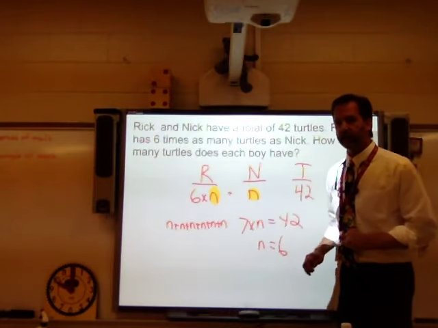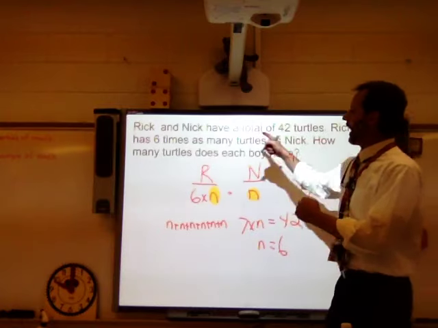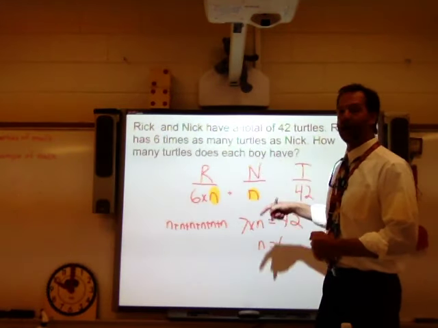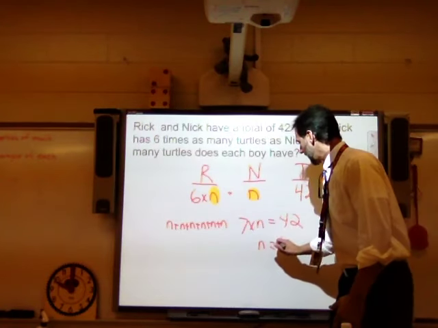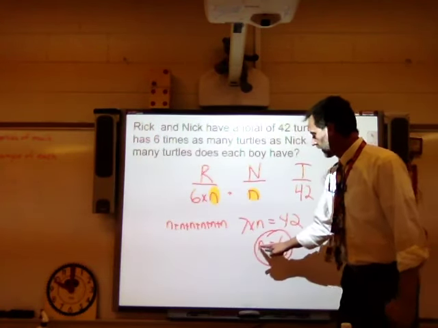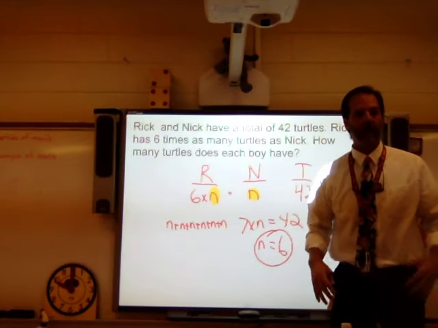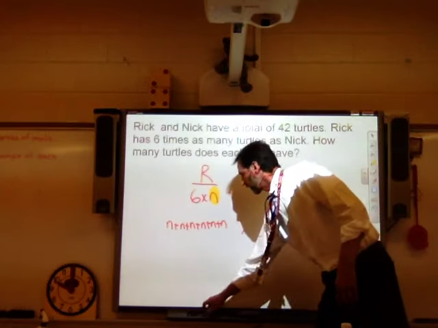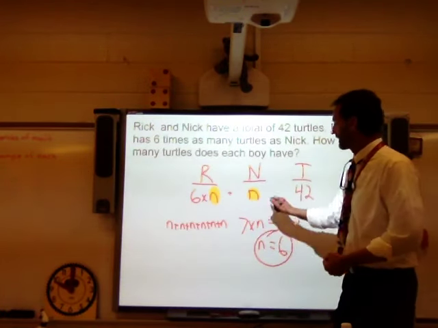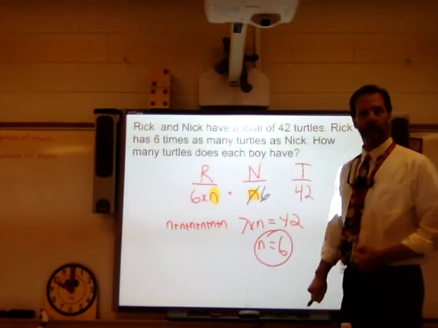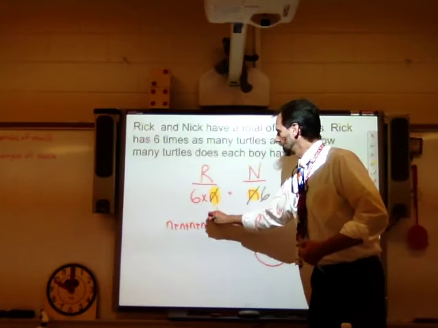Okay, we're not done. Just because we get the n equals 6 doesn't mean we're finished, because the question now asks, how many turtles does each boy have? I've got to give an answer for Rick. I've got to give an answer for Nick. Now we're going to take this information, n equals 6. Wherever I had an n up here, I need to change it and make it a 6. So I'm going to come up here. Nick no longer has n turtles. I know what he has. He has 6. Over here, this n is also going to be 6.